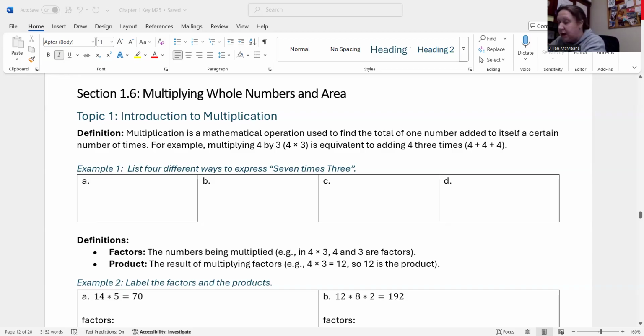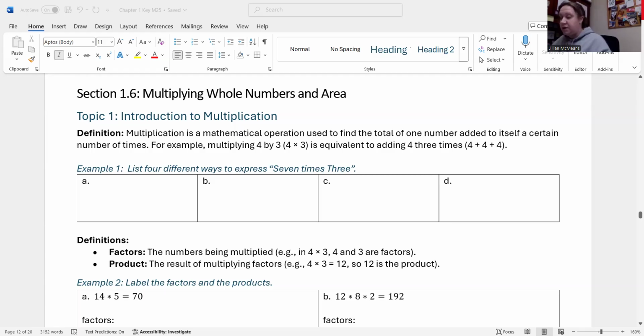So as our definition, we have multiplication is a mathematical operation. Operations in math mean addition, subtraction, multiplication, and division for now at least. So multiplication is a mathematical operation used to find the total of one number added to itself a certain number of times. So for example, if we were going to multiply 4 by 3, that would be 4 times 3, and there's different ways we can write 4 times 3. That is equivalent to adding 4 to itself 3 times. Or, interestingly enough, it could also be the same as adding 3 to itself 4 times, okay?